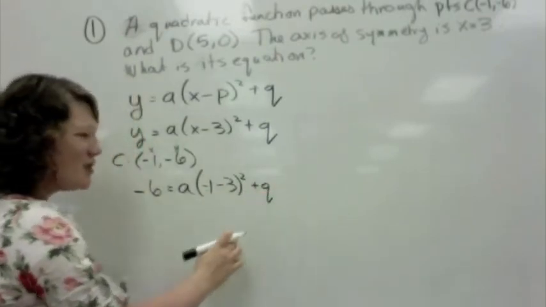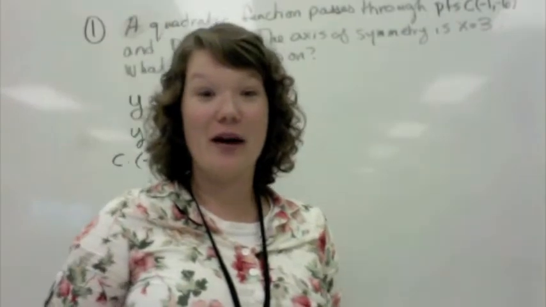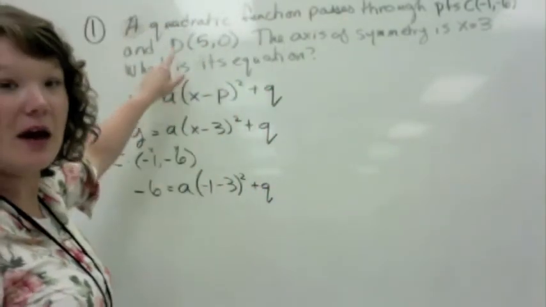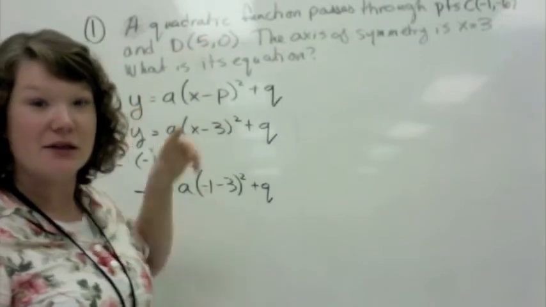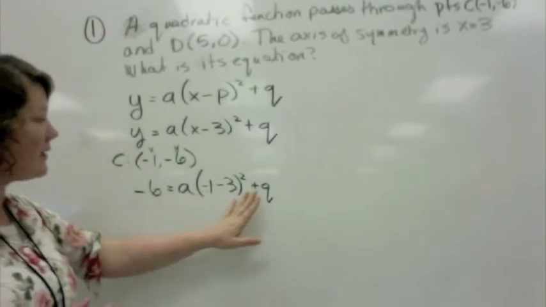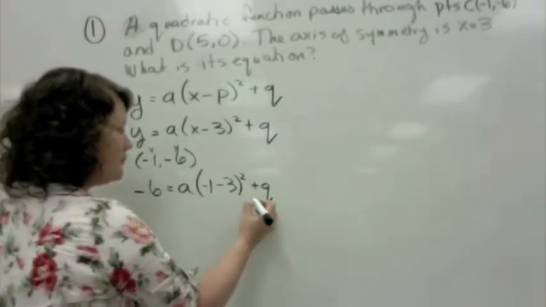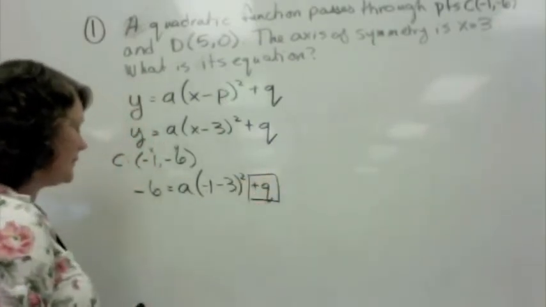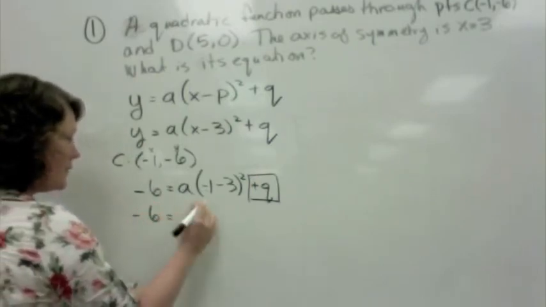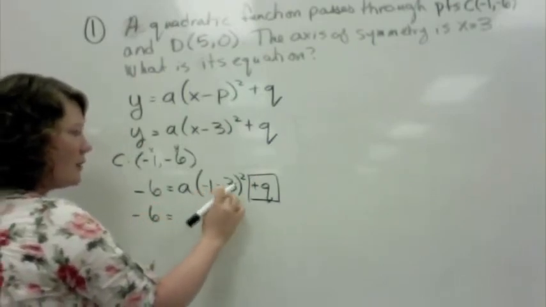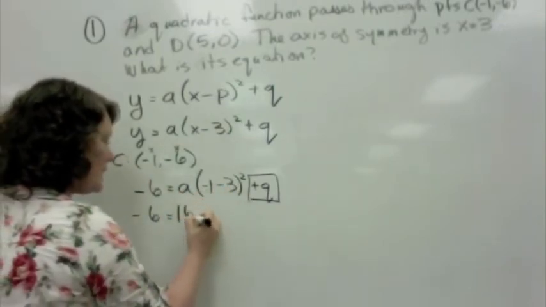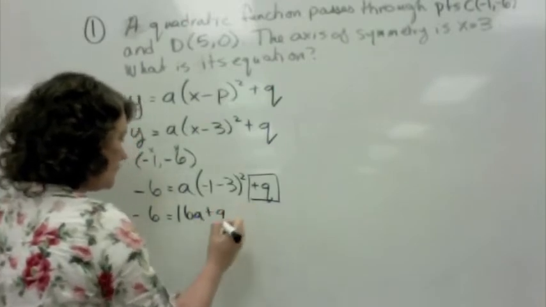We still have 2 unknowns, but we're going to develop 2 equations. We have one point, and we have another point, D. So what we can do is get this in terms of q. That's the easiest way to do this. So when I do this, -6 equals -1 minus 3 is -4, squared is 16. So 16a plus q.